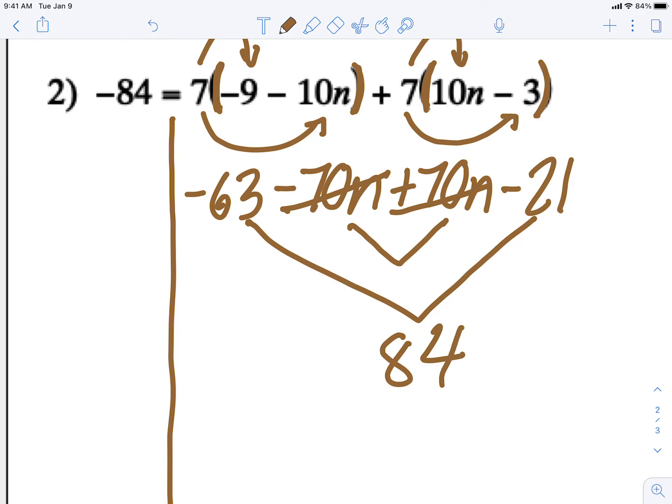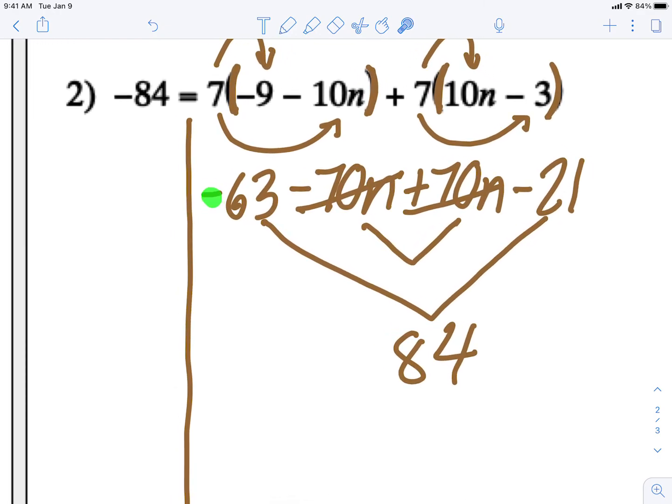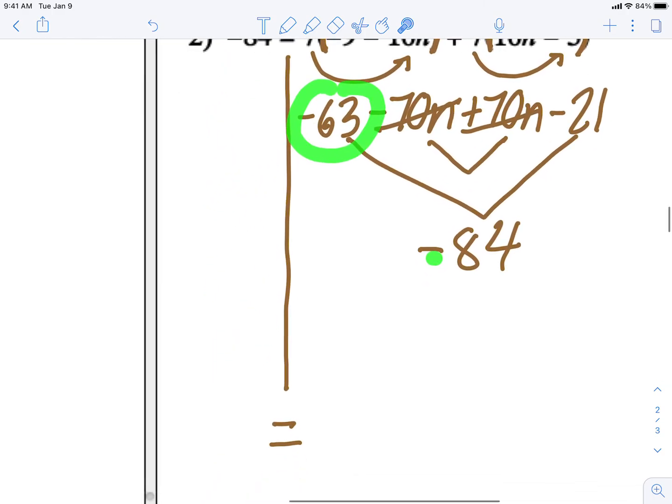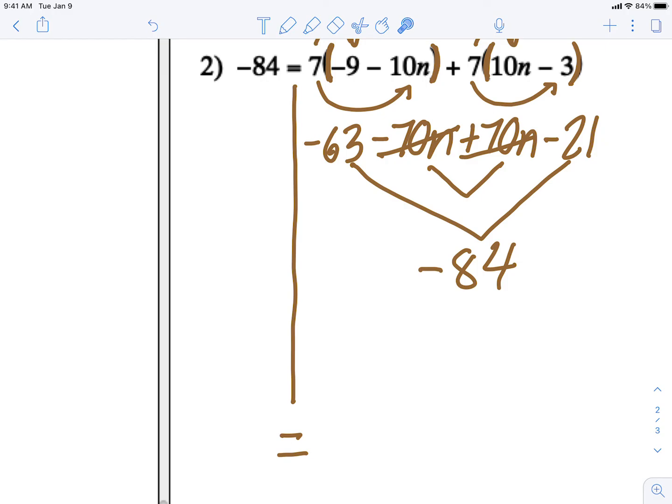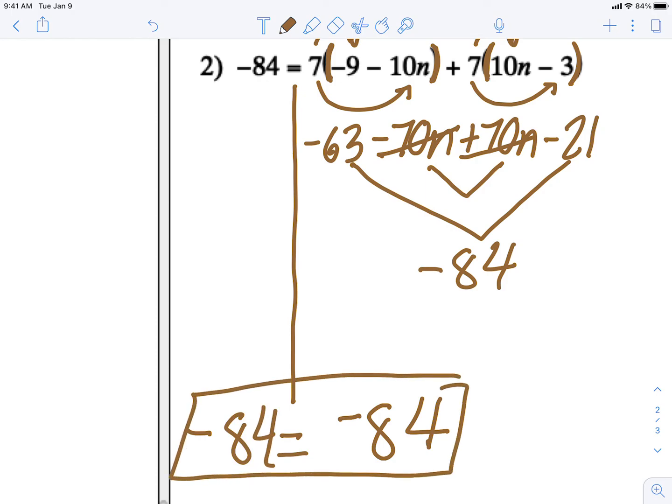And what kind of 84? Well, since they're both negative, then I get a negative. But also because 63 is bigger than 21 and 63 is a negative, that means the answer is negative as well. So on this side here, I got negative 84. It's going to come down over here just like that, negative 84. And on the left side, negative 84 just comes straight down, negative 84. So negative 84 is equal to negative 84.